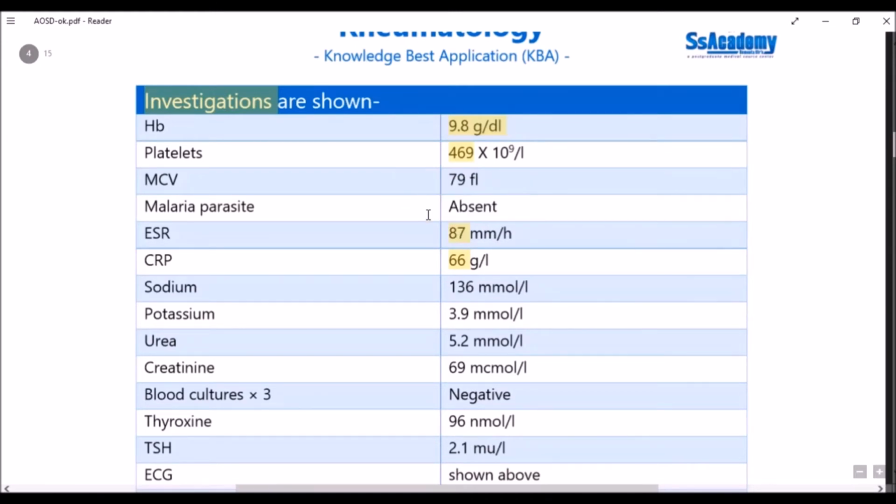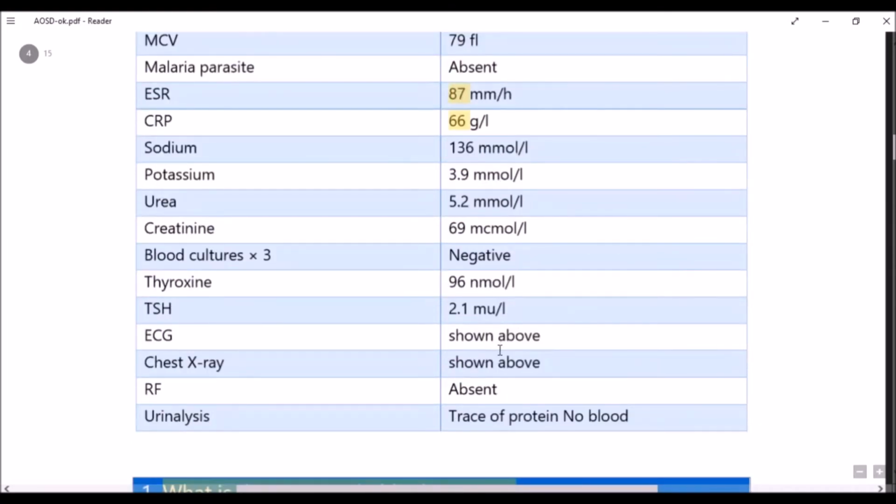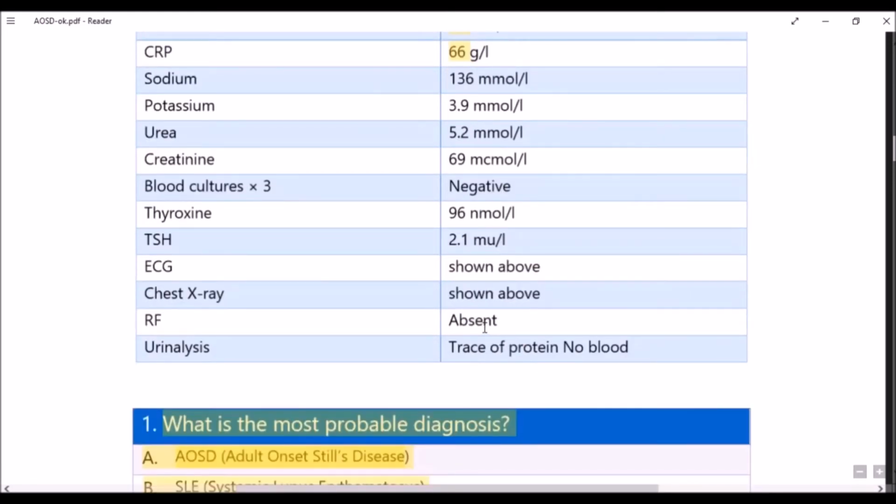So circle: sodium, potassium, urea, creatinine, everything is normal. Blood cultures, 3 blood cultures are negative. Thyroxine and TSH level is normal. ECG shown above, chest X-ray shown above. And rheumatoid factor absolutely absent. So once again, rheumatoid arthritis is excluded. And urine analysis, trace of proteins, but no blood.